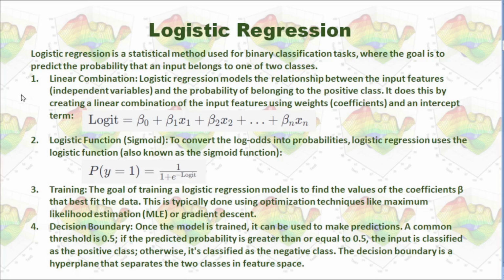Logistic regression is a statistical method used for binary classification tasks, where the goal is to predict the probability that an input belongs in one of two classes.